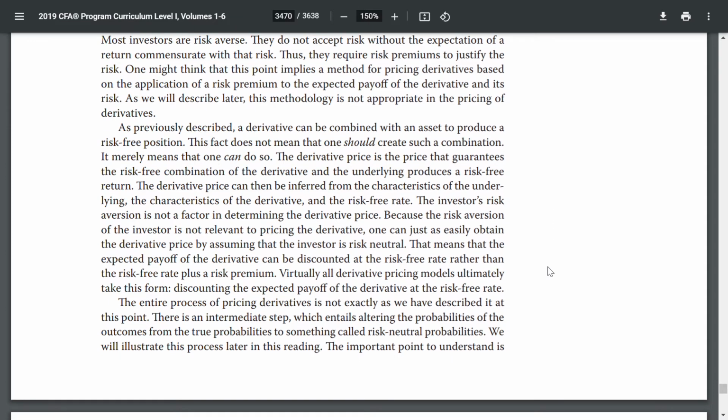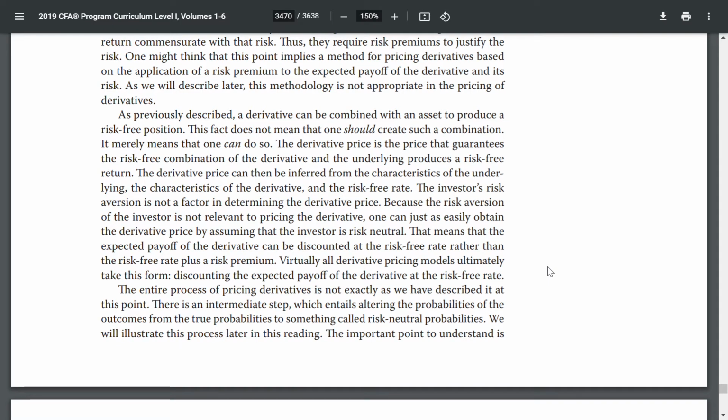As previously described, a derivative can be combined with an asset to produce a risk-free position. This fact does not mean that we should create such a combination. It merely means we can do so. The derivative price is the price that guarantees the risk-free combination of a derivative and the underlying produces a risk-free return. The derivative price can then be inferred from the characteristics of the underlying, the characteristics of the derivative, and a risk-free rate.